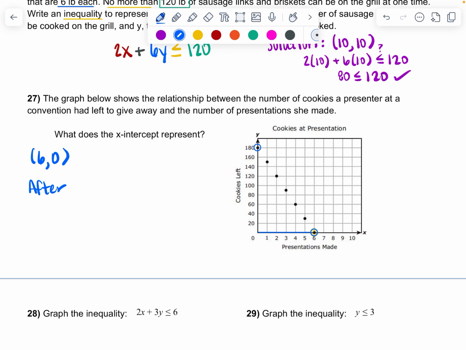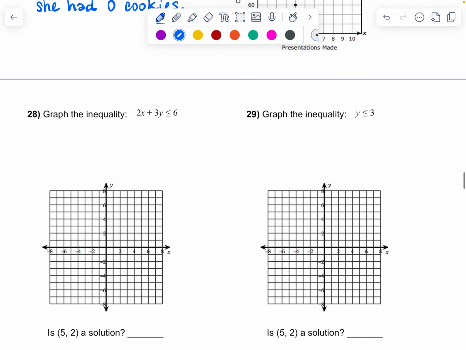You have to say after 6 presentations, because that's what x is, the number of presentations, she had 0 cookies. You can say she ran out of cookies. That would be appropriate too. I wouldn't mind that. Or you can say she ran out of cookies after her 6th presentation. So anything in that vibe, where you use the number 6 and some phrase that means no cookies left. Okay.